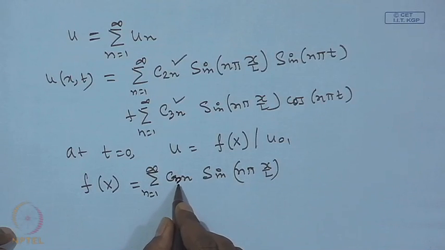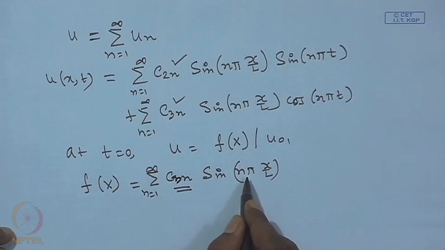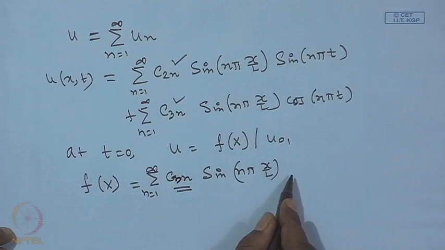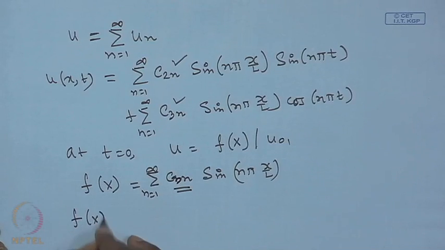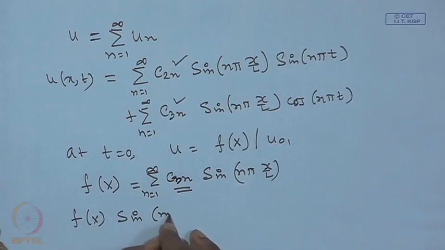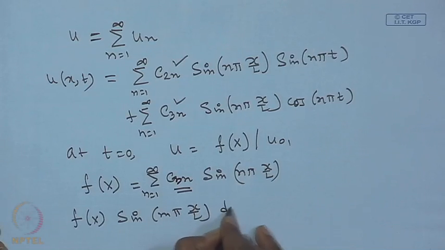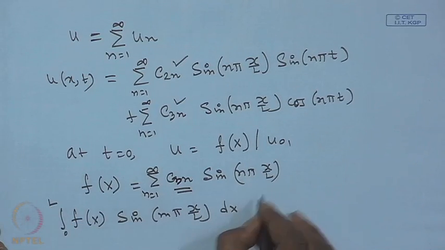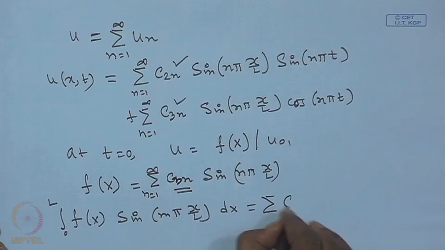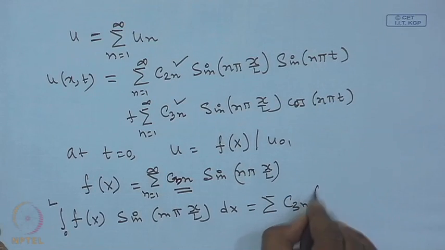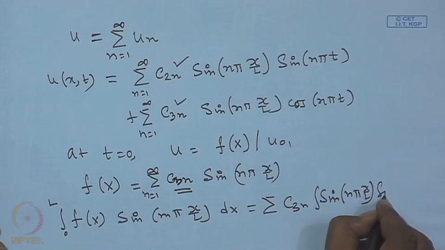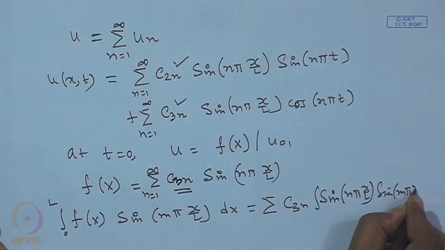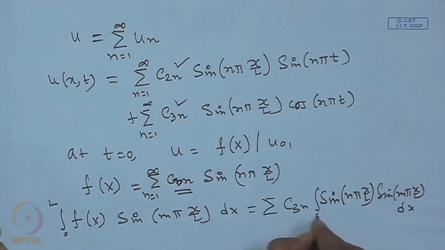So now we can estimate the constant C3n by multiplying both sides by sin(mπx/L) dx and integrating over the domain of x from 0 to L. So, the integral of f(x) sin(mπx/L) dx from 0 to L equals the summation of C3n times the integral of sin(nπx/L) sin(mπx/L) dx from 0 to L.